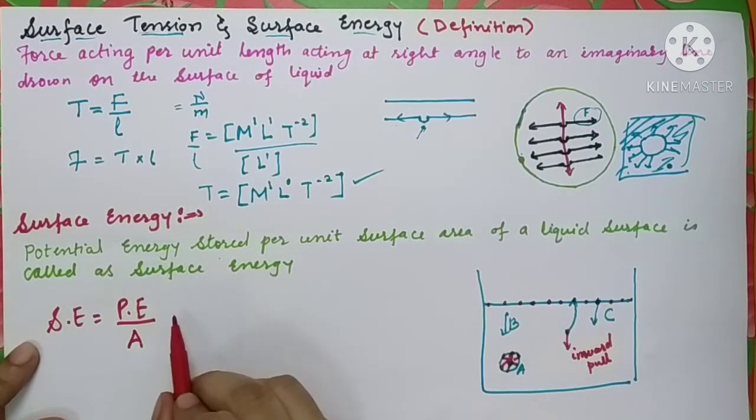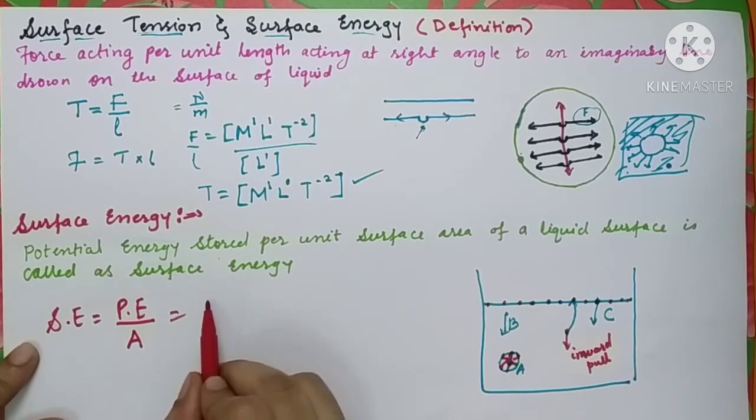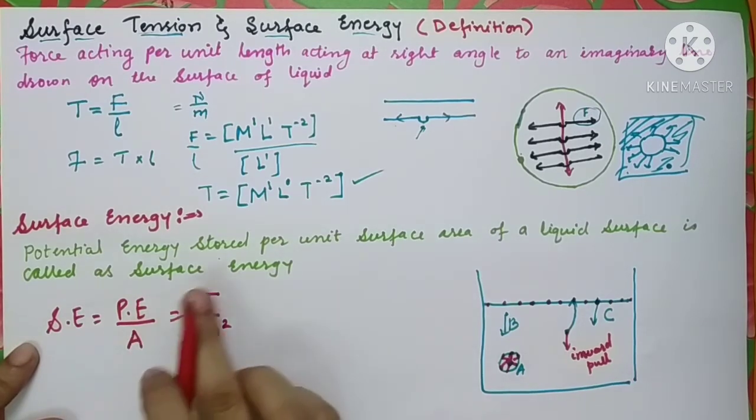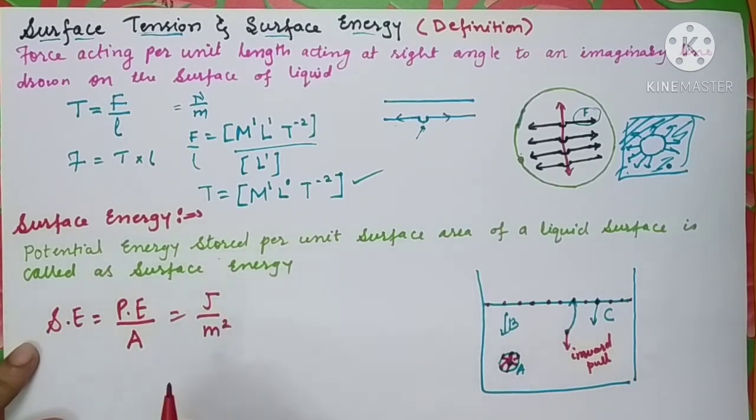What is the unit of potential energy? It is joule. Unit of area is meter square. Unit of surface energy is joule per meter square.